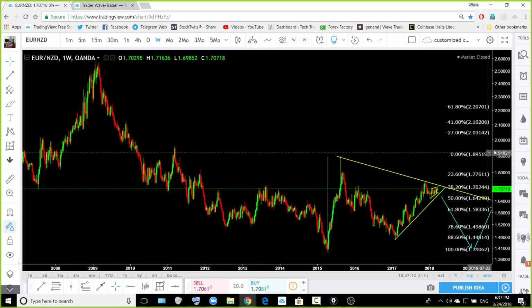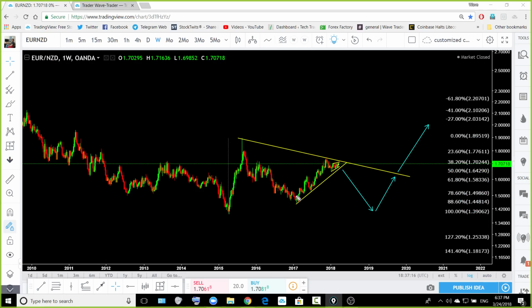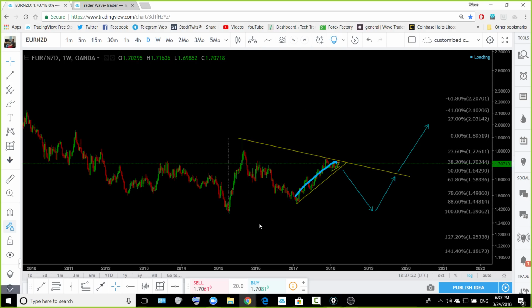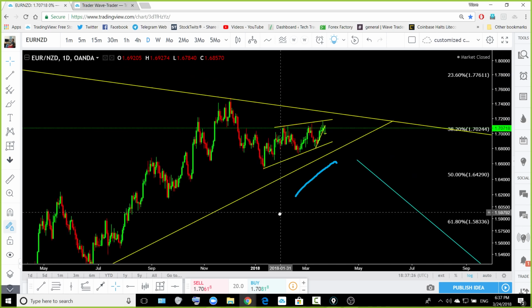So Euro New Zealand dollar, longer-term drop, this wave. This corrective uptrend has to finish for the downside. On the daily time frame, this daily flag should break down.